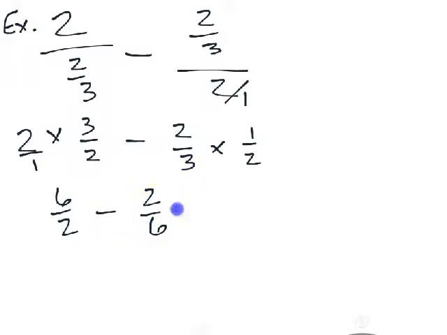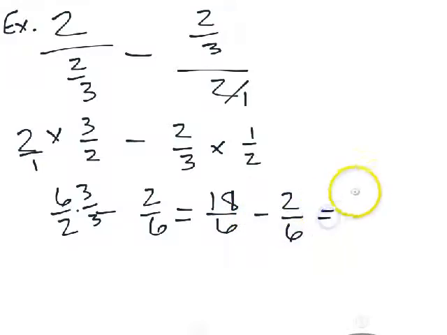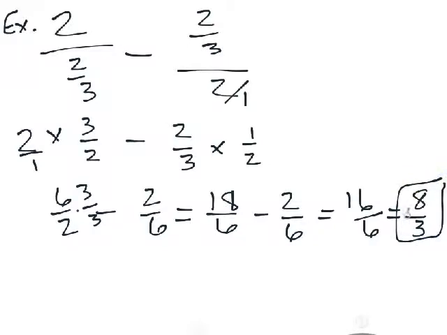Well, those have different denominators, so we better make them the same denominator. In this case, 6 will work. So we multiply this by 3 top and bottom. So we get 18 over 6 minus 2 over 6, where we get 16 over 6. And that reduces, if we divide both of those by 2, to 8/3 if we like. So that's our final answer.